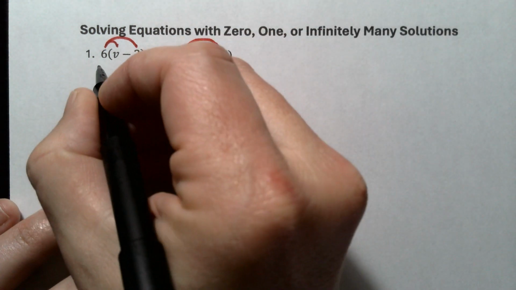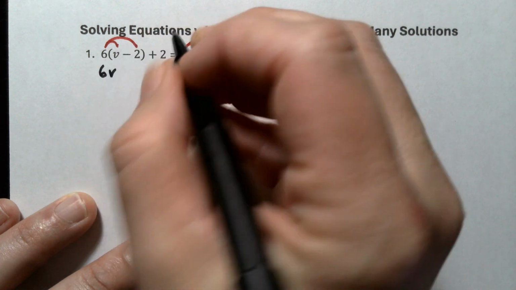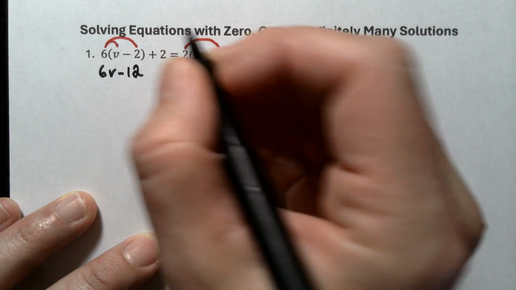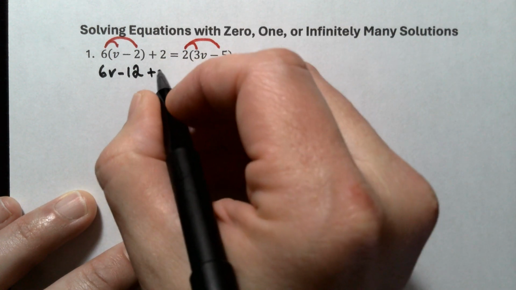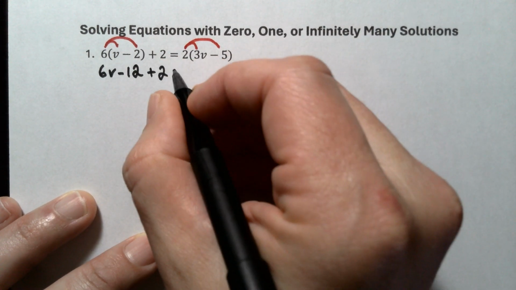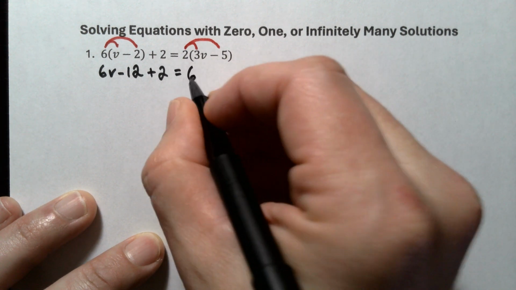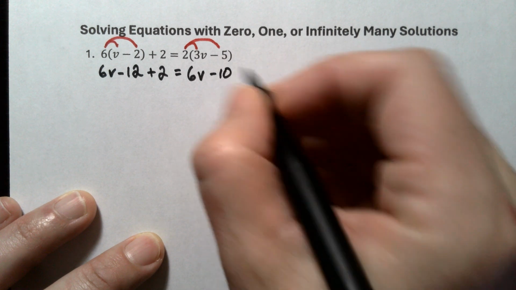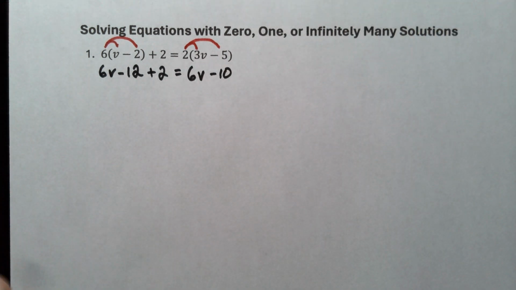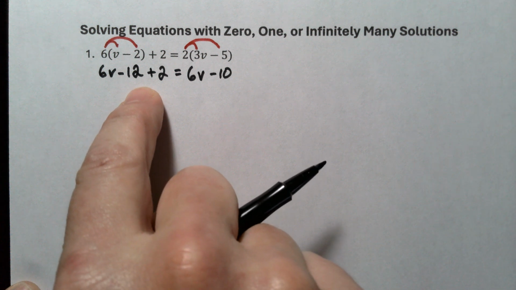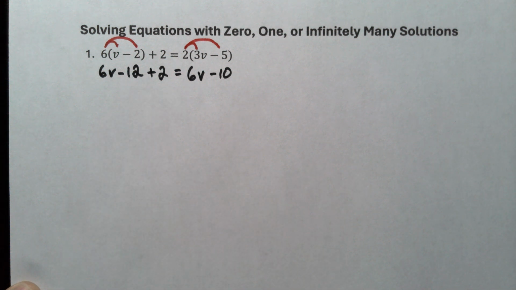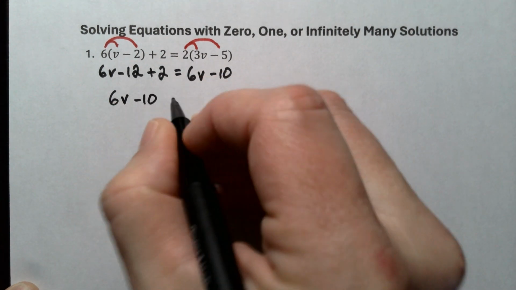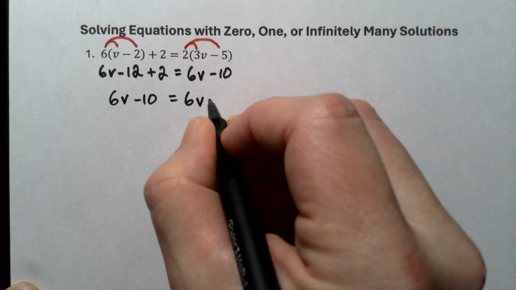Okay, so that would give me 6v. And then 6 times negative 2 is negative 12. Okay, and then plus 2. And on this one, it would give me 2 times 3v is 6v. And then 2 times negative 5 is negative 10. Okay, so if we combine these two on the left side over here, the negative 12 and the 2, that would give us 6v minus 10 is equal to 6v minus 10.